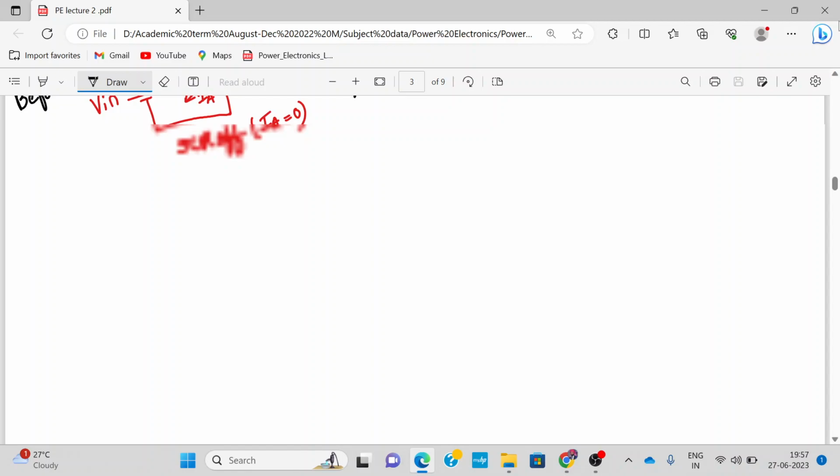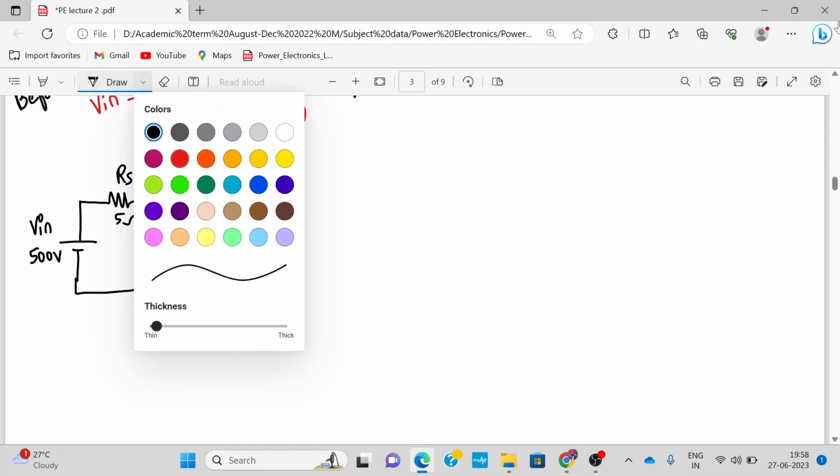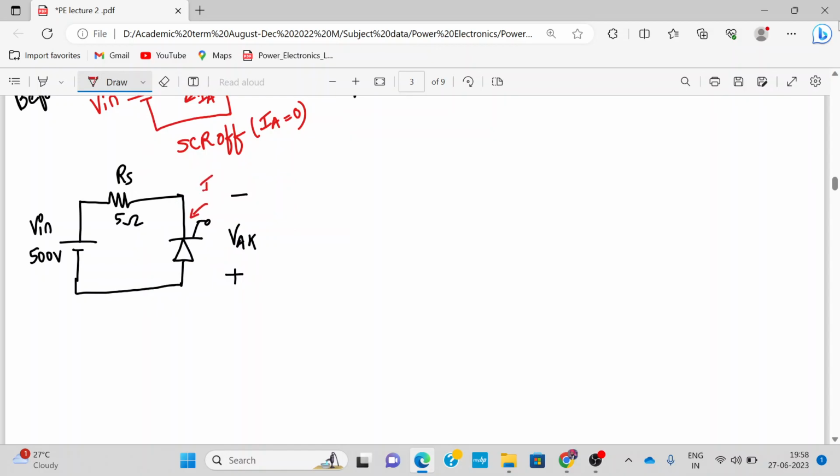Let's consider that the SCR which we have shown over here in the previous circuit, it's reverse. So this is the next scenario. We have applied a constant DC value. We have an RS of 5 ohms, let's say, and we have applied an SCR like this. This is my SCR. The forward voltage across the SCR VAK is like this, positive to negative. Alright, and this is my V in, which is 500 volt, and let's see whether the current will flow or not in this condition. Let's say we also apply a trigger pulse here also.